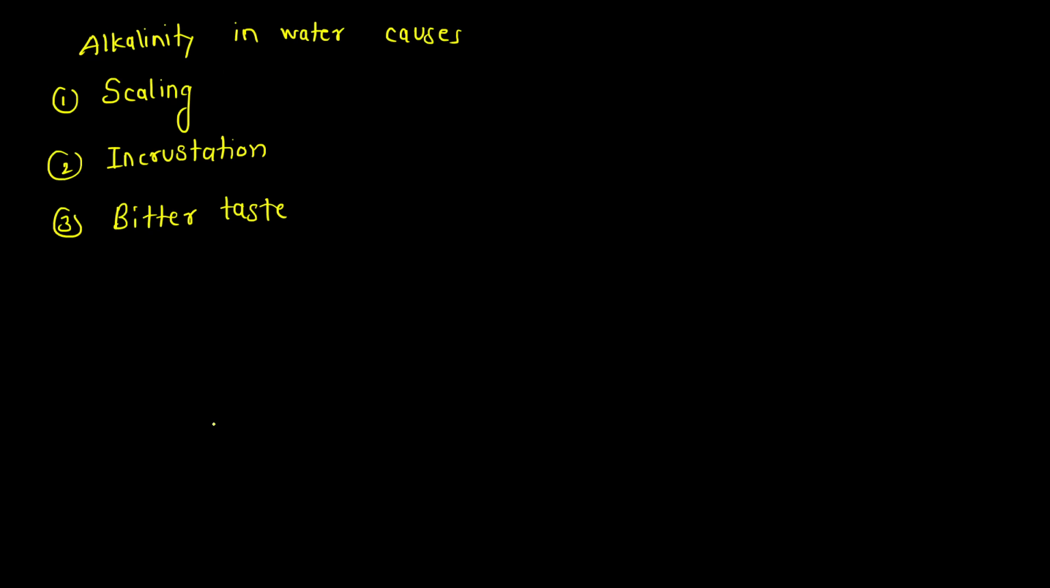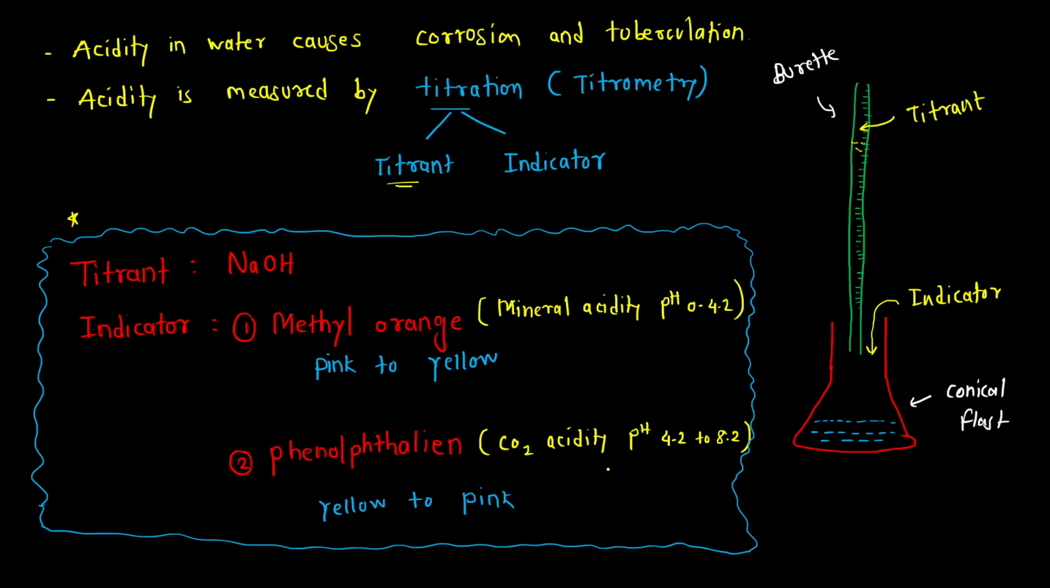Now we'll see once again, as we have seen for acidity, the basic setup for titration. It consists of a conical flask and a burette. A titrant is present in the burette, and the sample, that is the water sample, is present in the conical flask. Initially we put the water sample in the conical flask, let's say 25 ml. Then we add 2 to 3 drops of indicator to the water sample.